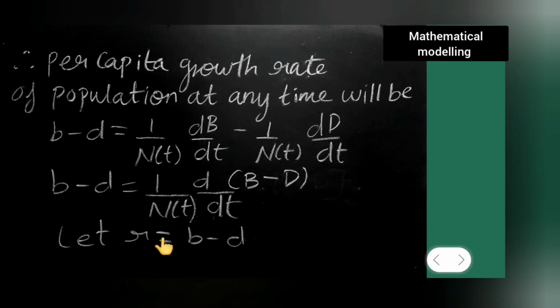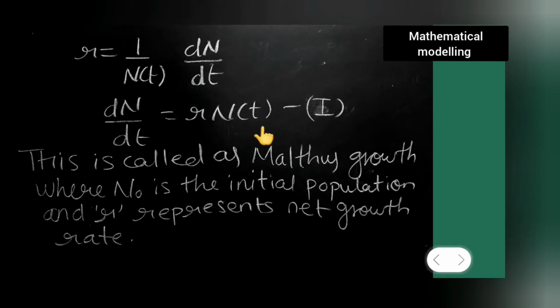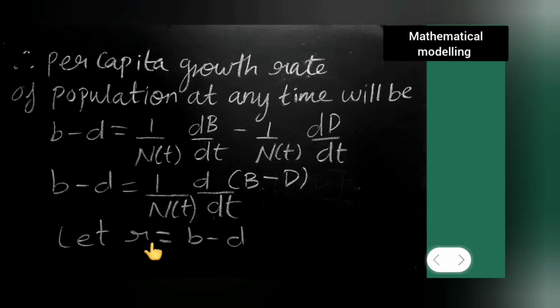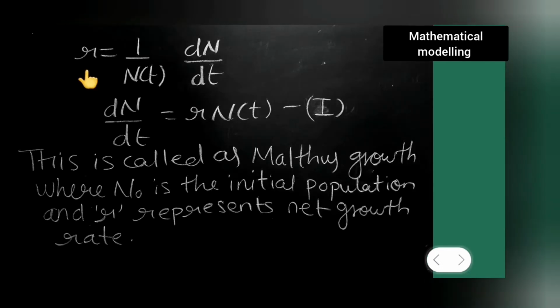So now let r equal b minus d. In place of b minus d, I am going to write r. Plug the value of r over here. Then 1 upon N(t) is written as it is, and in place of capital B minus D, you write N. So what you will get is 1 upon N(t) dN upon dt. So now dN upon dt equals r N(t), where this N(t) moves here. Take this as equation 1. Now this is called Malthus growth, where N0 is the initial population and r represents the net growth rate.